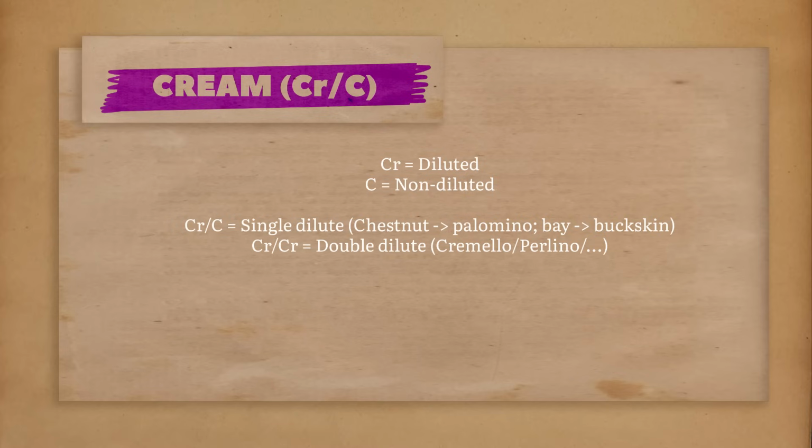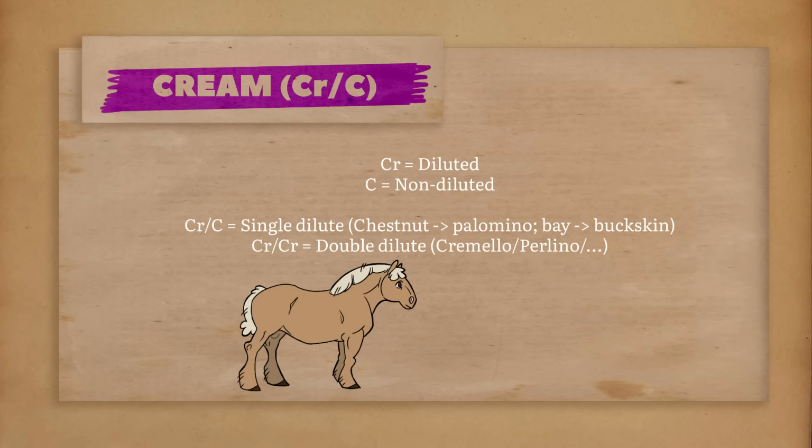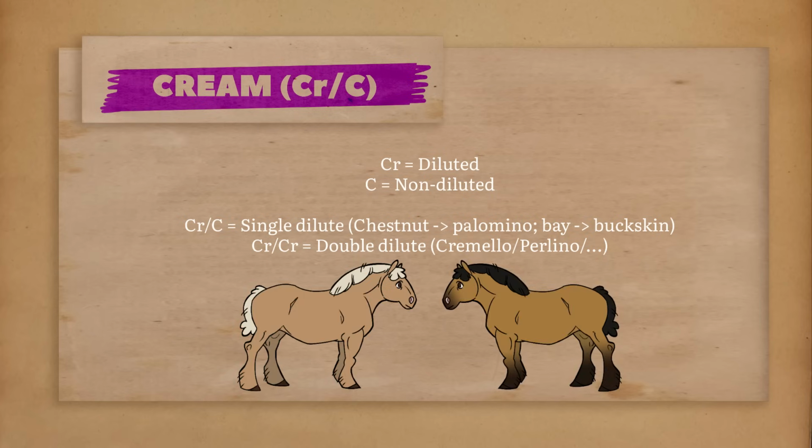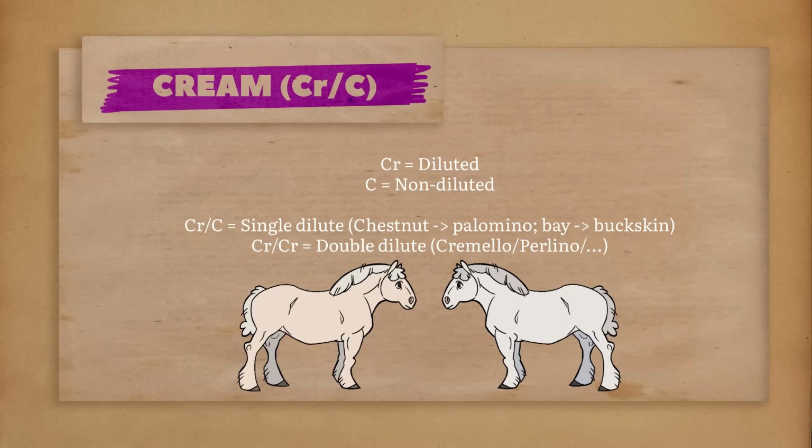Now, if it has a CR, that means it has the cream dilution allele. This is a special version that dilutes red pigments. It's also written as CCR, but I would just simplify it to CR for the sake of this video. If the horse has one copy, it softens the color. For example, a chestnut becomes a palomino and a bay becomes a buckskin. But if a horse has two copies and thus is homozygous, it makes the coat very pale and could even be considered white in some cases, like a cremello or a perlino. Very, very pale horses. So that's the cream gene.